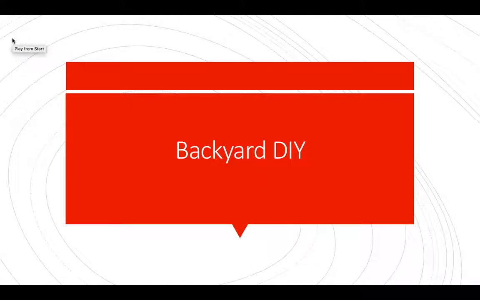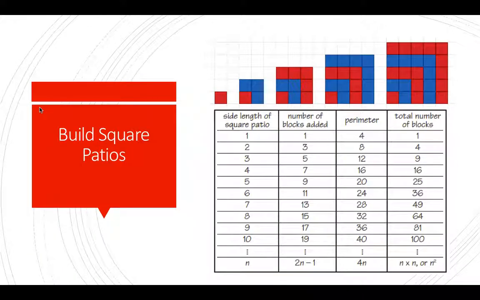The lesson for patterning in algebra is called Backyard DIY. And just to give you a little idea of what's happening, students are in a scenario where they have to build square patios for their backyard. The first part of the lesson asks them to use color tiles to build square patios, starting with the smallest they can build up to one that is 10 by 10. And as they build these different patios, they collect this data here.